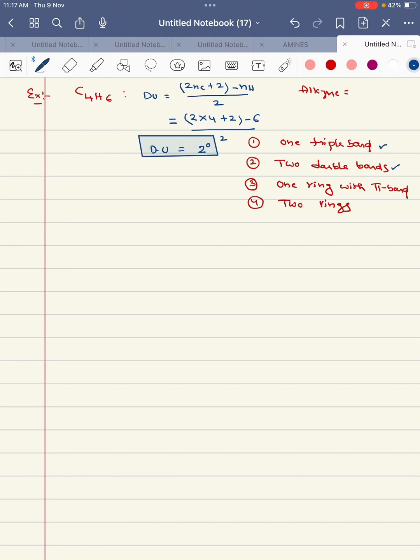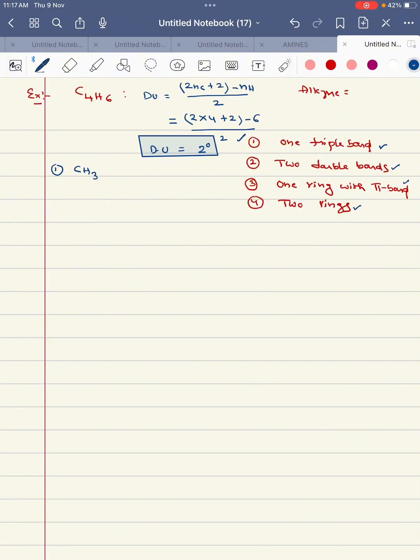One is 1 triple bond. 1 triple bond is equivalent to 2 double bonds. And here one ring with 1 pi bond is also possible. Two rings are also possible. Let us see, after getting the possibilities, then we will start writing the structures. We'll move on to the first one, the 1 triple bond compound.